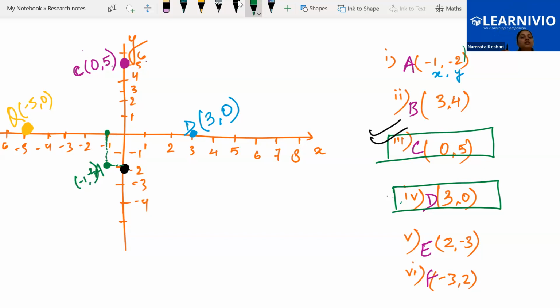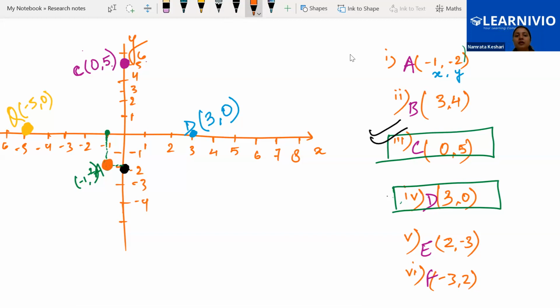Now y is -2. So we can see we need to go down, because in the downward direction on the vertical line we have negative numbers. So from -1, we will be going down by making a dotted line, and we need to stop where you feel that -2 is there. If you want, you can join it with -2, and this is the point I'm talking about. This orange point represents point A, and the coordinate of point A is -1, -2. Is it clear to everyone?